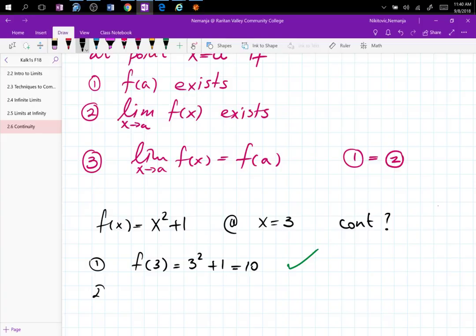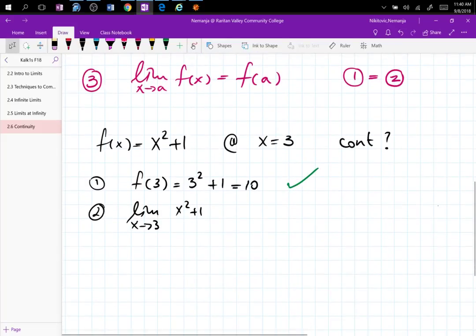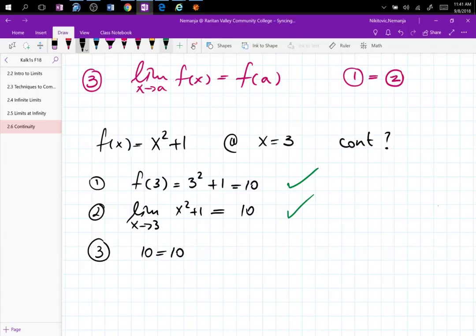Number two, the limit of x squared plus 1 as x goes to 3. Well, if this gets tough, you get to use the left limits, right limits, or graphs, or charts, or whatever witchcraft you can pull off to solve the limit. The question is, do we have an answer? Now, this is a very simple limit to solve, because there is no denominator, there is no zero in the denominator and all that, so we can just plug in, and we will again get 10. So, yes, rule number two holds. Rule number three simply asks if 1 is equal to 2. And we do see that 10 is equal to 10. So rule number three holds.